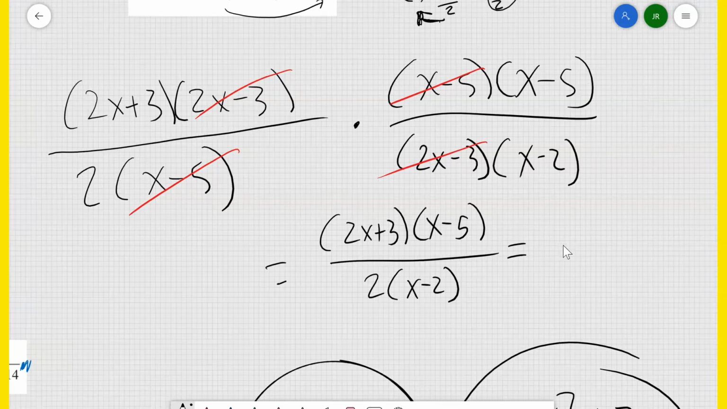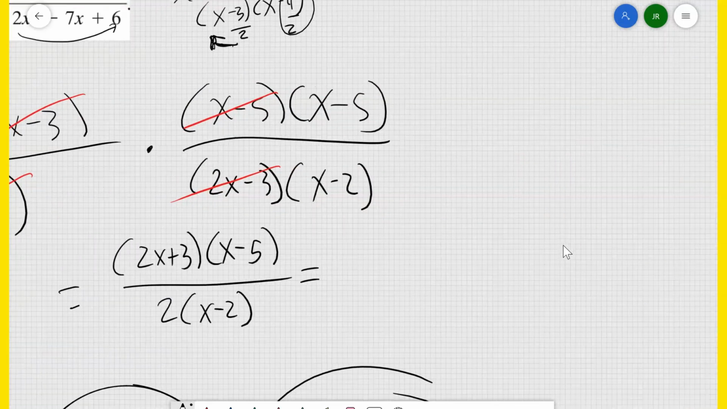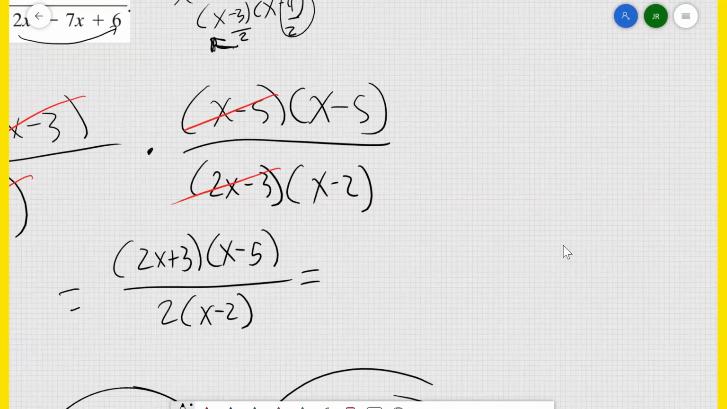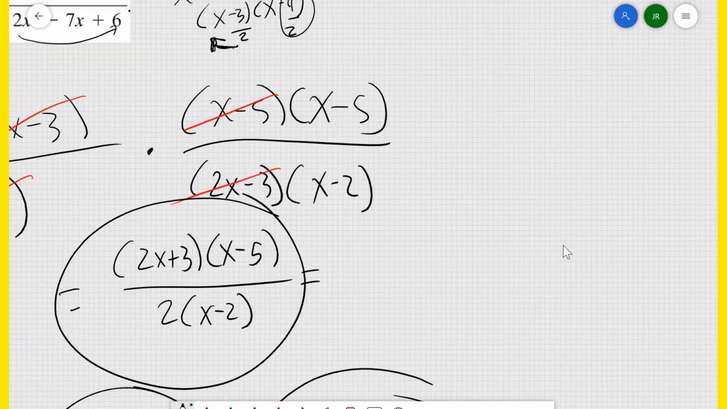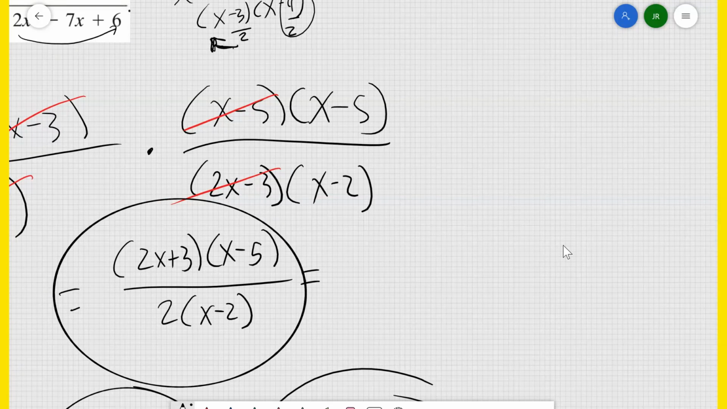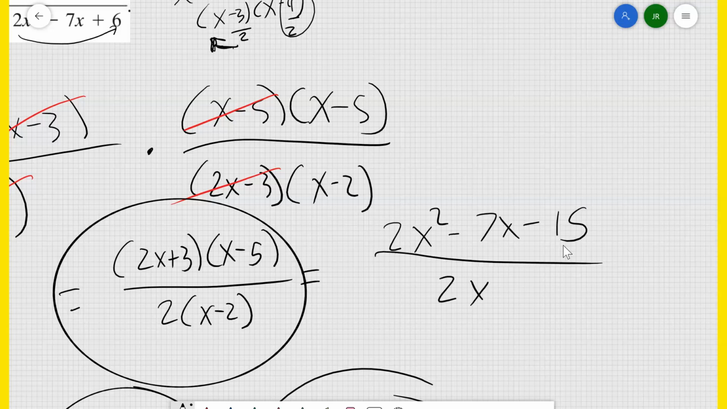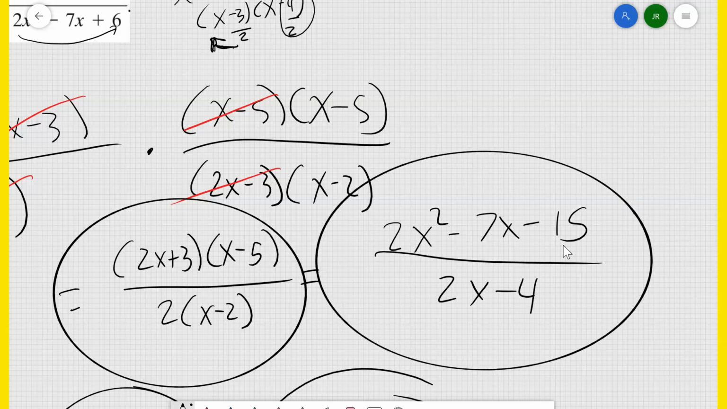If I want to go ahead and FOIL this out or distribute this, I can. This is a good answer, but I could also distribute and get 2x squared minus 10x plus 3x minus 7x minus 15 over 2x minus 4. And this is also a good answer. Both of those are fine for your answer.